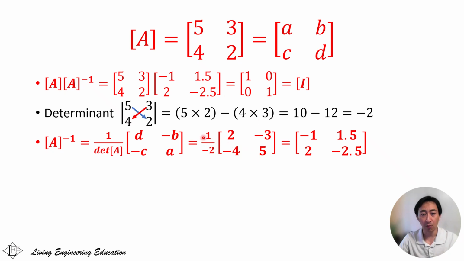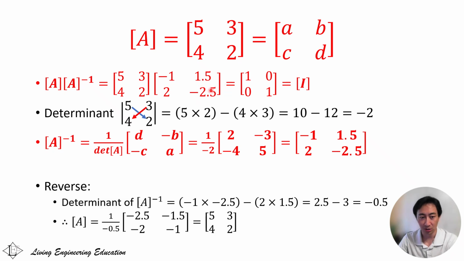And then I multiply this scalar now to this matrix. If you remember from a previous video, we just multiply this to each individual term. So negative 1/2 times 2 is negative 1. Negative 1/2 times negative 3 gives me positive 1/2. Negative 1/2 times negative 4 gives me positive 2. And negative 1/2 times 5 gives me negative 2.5. Right? And that's how I get my inverse A matrix.